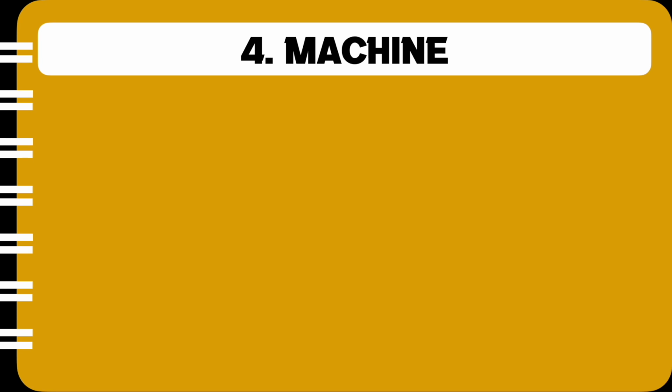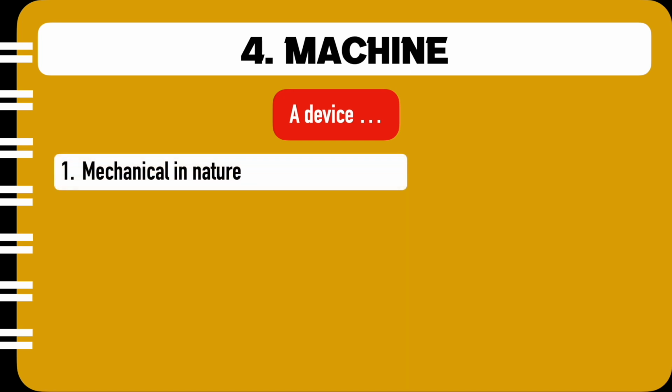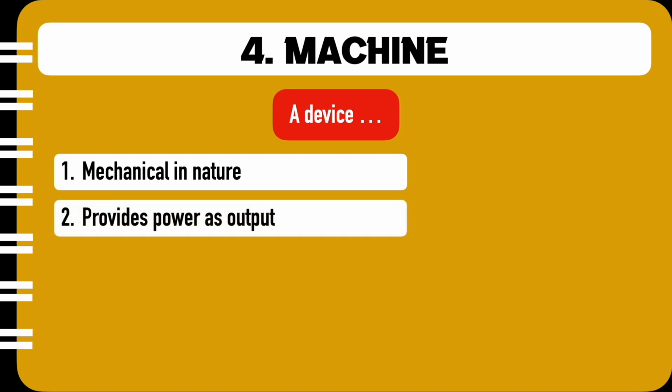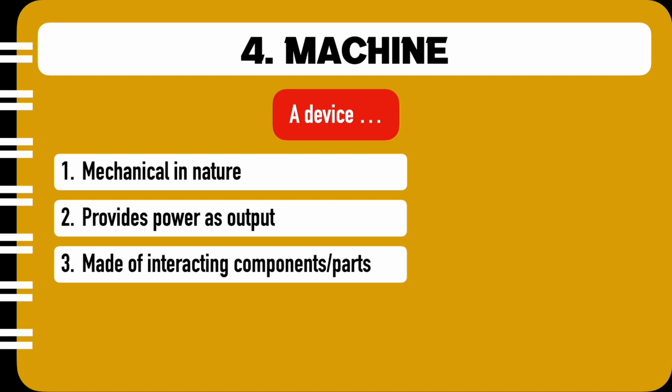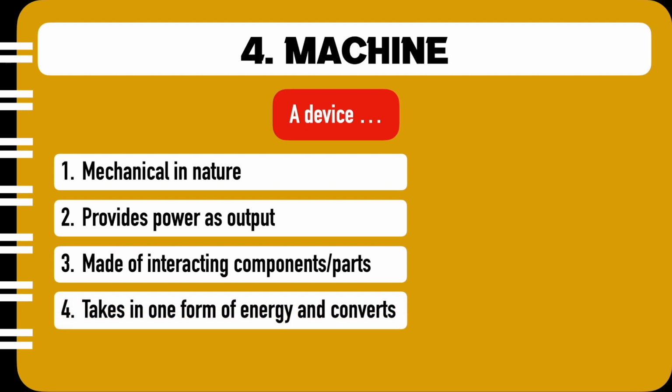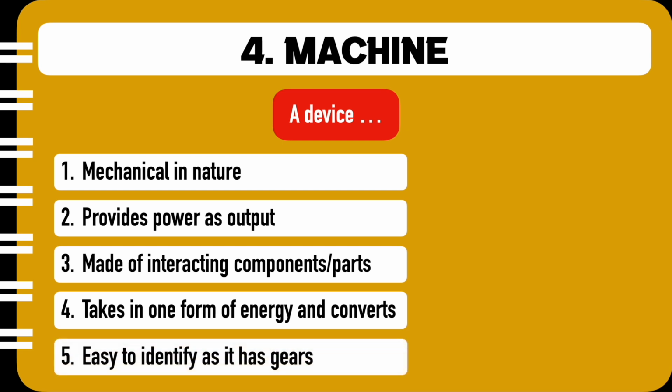Moving on to the next class of machines. A machine is a device which is mechanical in nature. That means it runs on the principles of mechanics. It provides power as output, and it is made of interacting components or parts, which means that if one part of the machine moves, the other parts of the machine also move in tandem. Machines generally take in one form of energy and convert it to a more desirable form of energy. Lastly, it is easy to identify a machine. All we have to look for is a gear system within the machine.